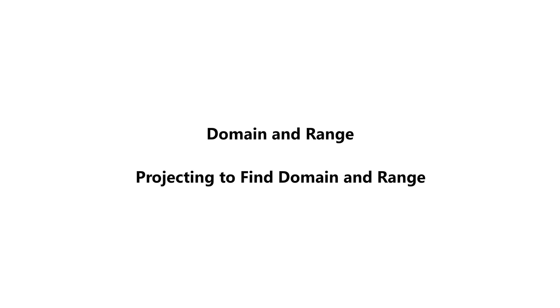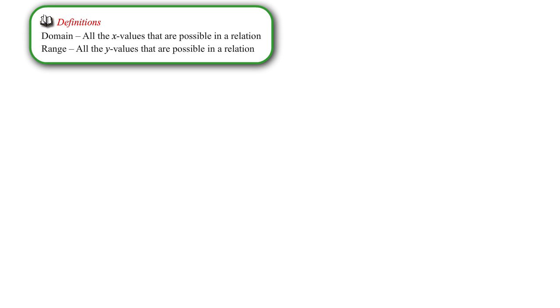First, we need to define what domain and range are. Domain is all of the x values that are possible in a relation, and the range is all of the y values that are possible. This seems weird at first, but when we look at it graphically, then it starts to make sense.